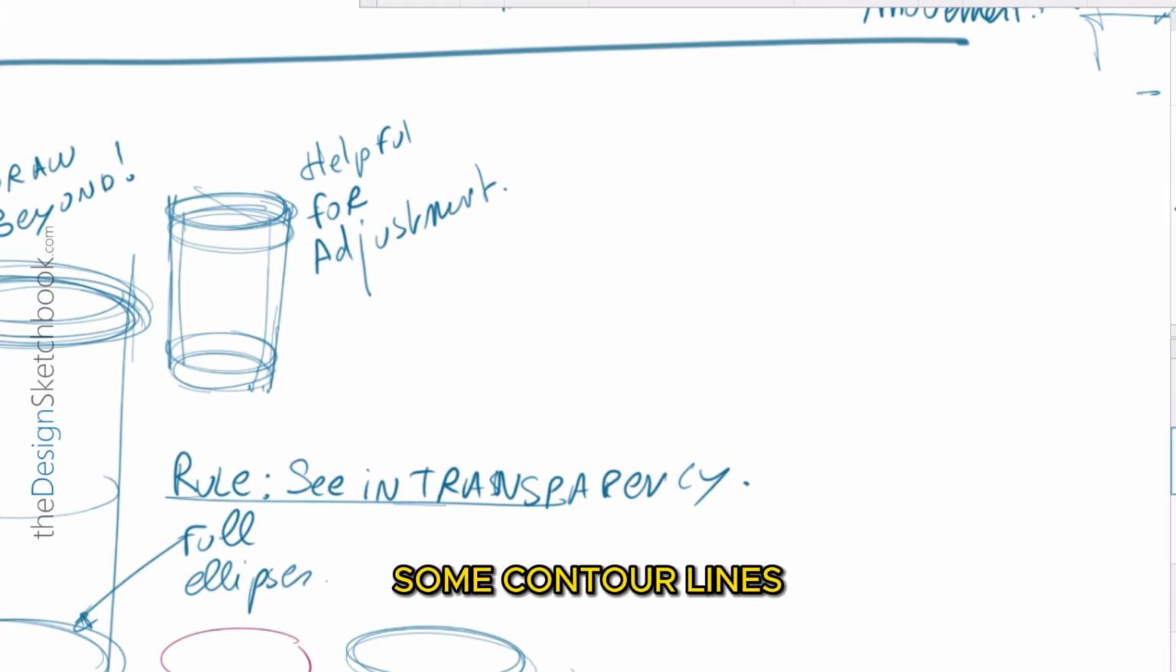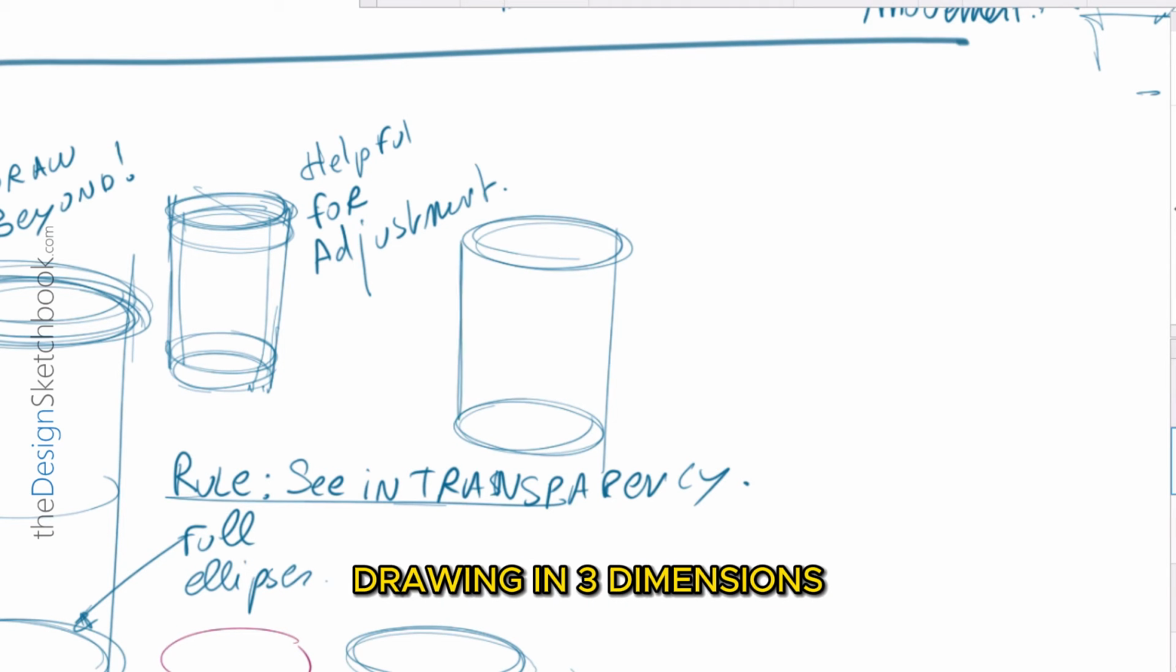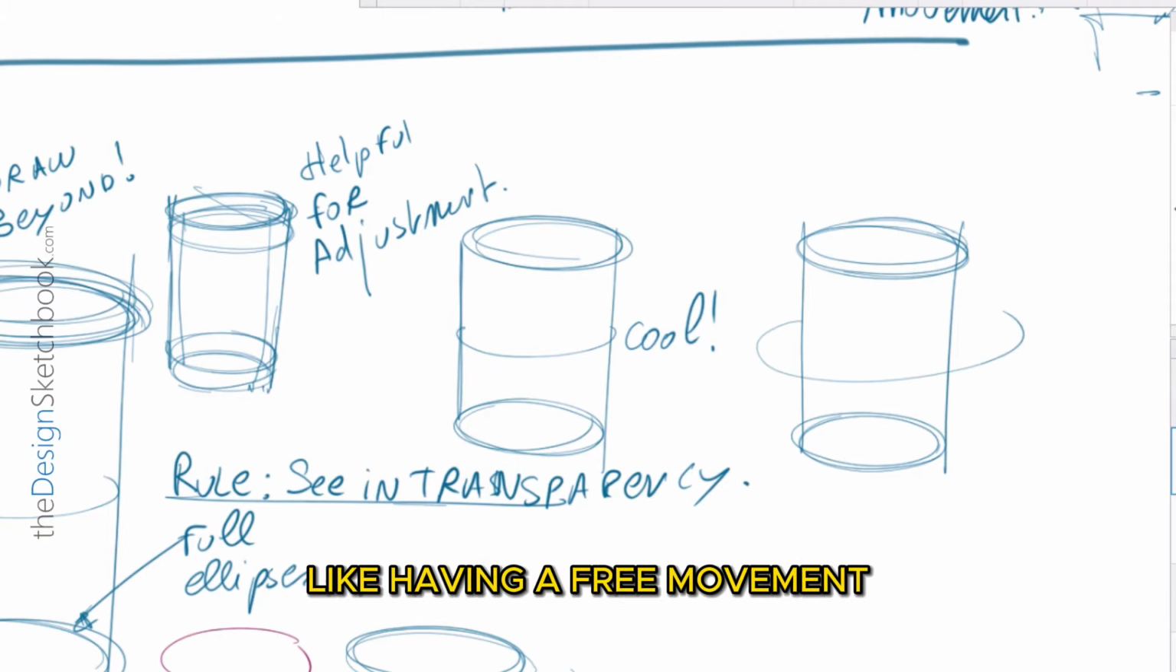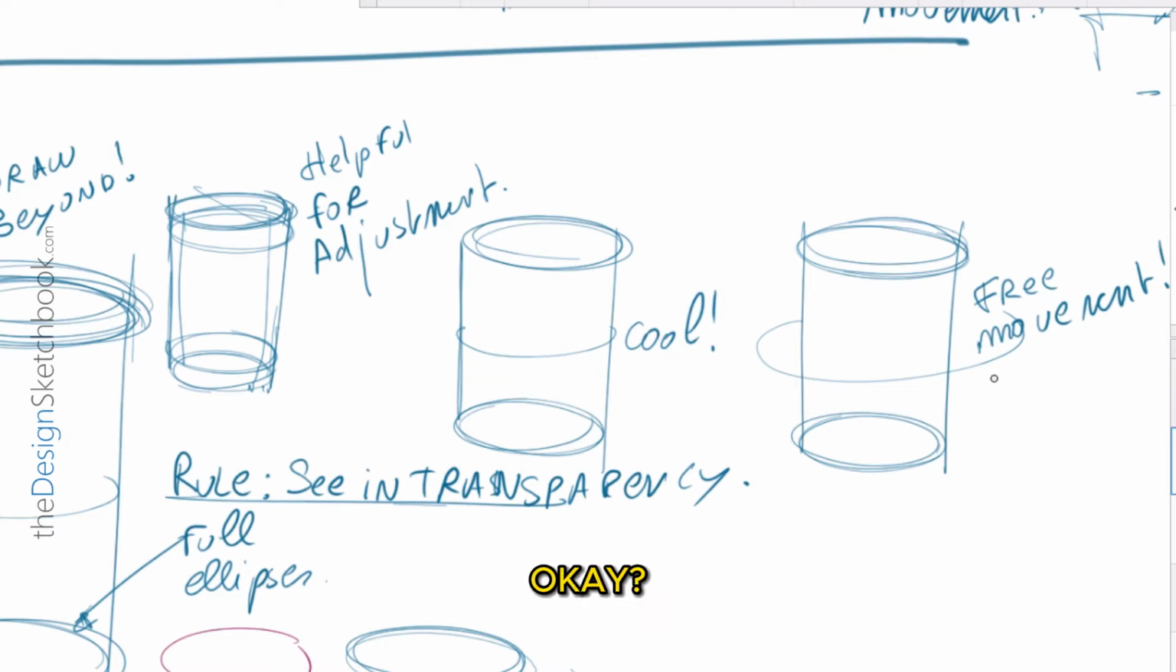You also add some contour lines. That's pretty cool for drawing 3 dimensions. So you have the contour line that is fitting the cylinder, or even more like having a free movement, giving some more dynamism to your gesture. Okay, so both are good.